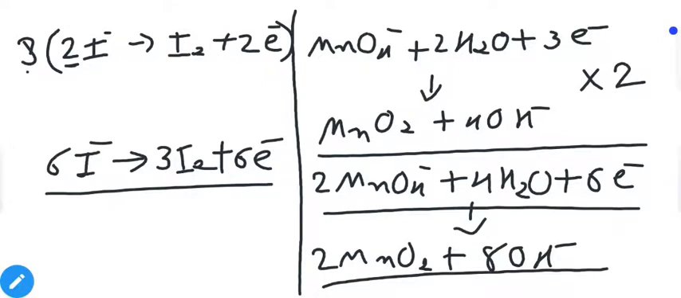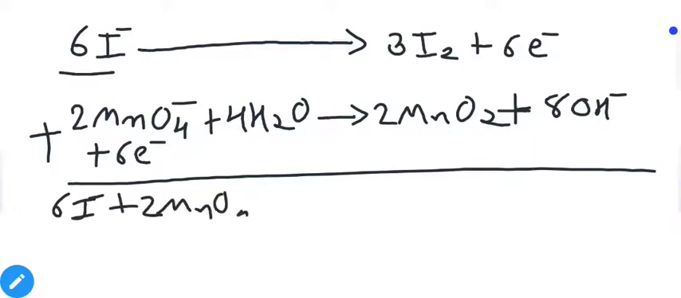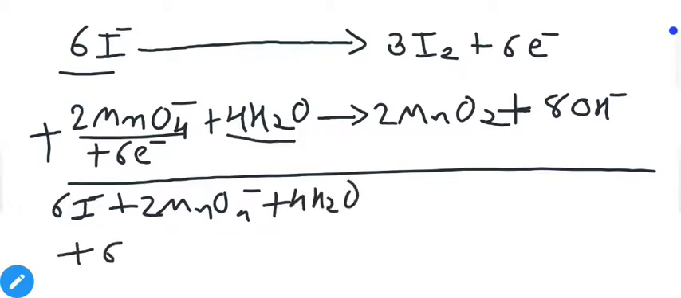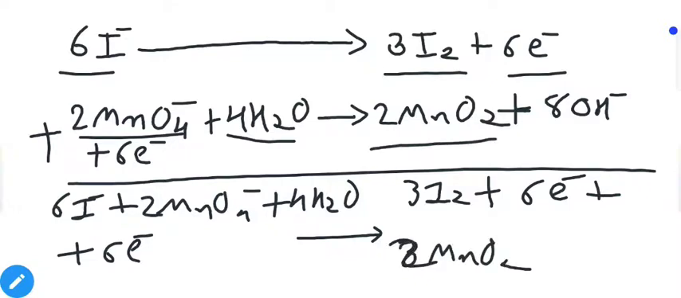And now as a last step we have to add them together. So let's add both of the half reactions together. So 6I minus plus 2MnO4 minus plus 4H2O plus 6 electrons. So these are the reactants, and on product side 3I2 plus 6 electrons plus 2MnO2 plus 8OH minus. So electrons will be cancelled out and remaining values are our final equation.